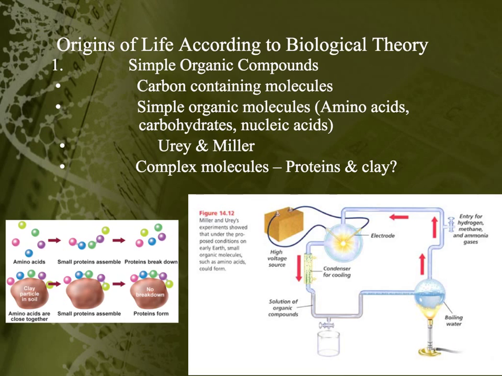And the idea here is that we're going to have simple things like, not even proteins, but more along the lines of amino acids, simple carbohydrates, simple nucleic acids. And these guys named Urey and Miller ran an experiment to prove this. Their theory is that the early Earth's atmosphere had a lot of carbon dioxide, a lot of methane, a lot of ammonia, and these are all things that are basic components of organic molecules. But there was no oxygen.